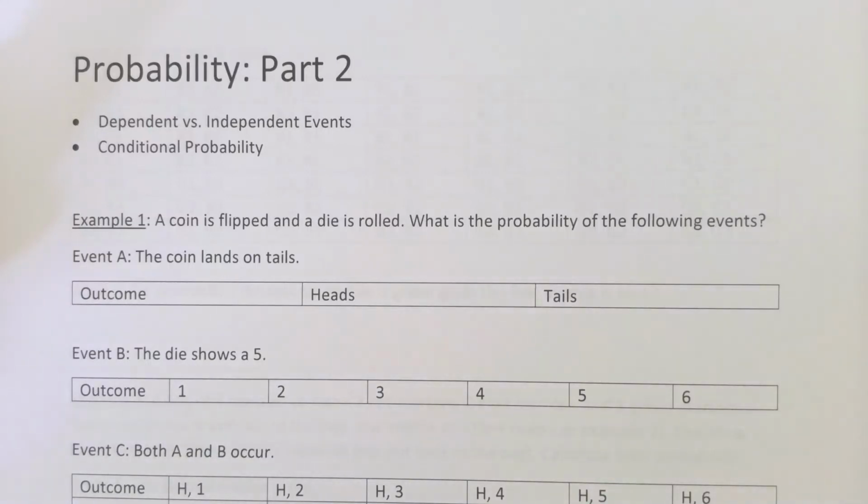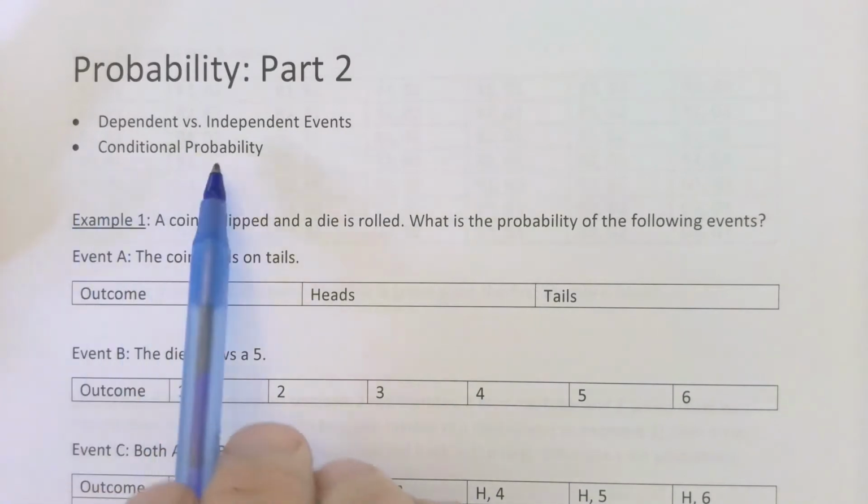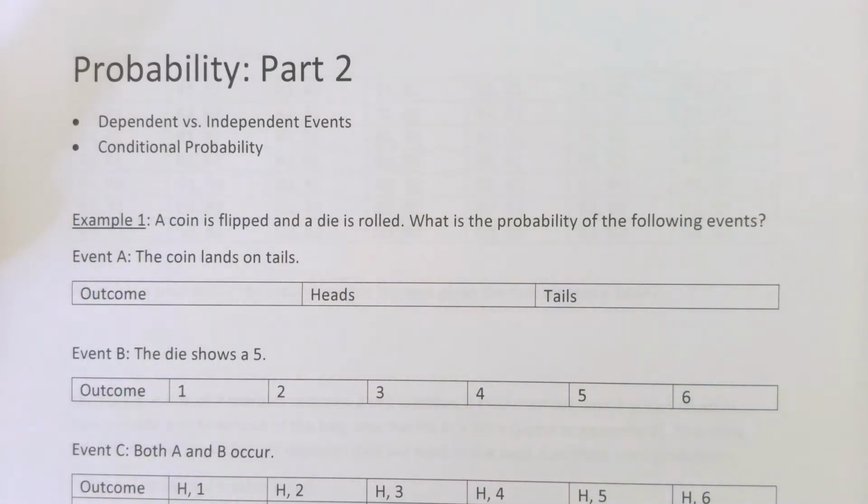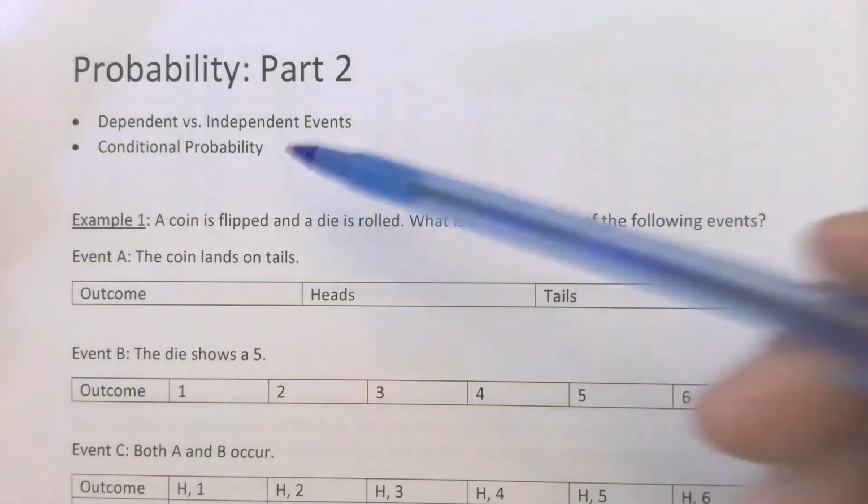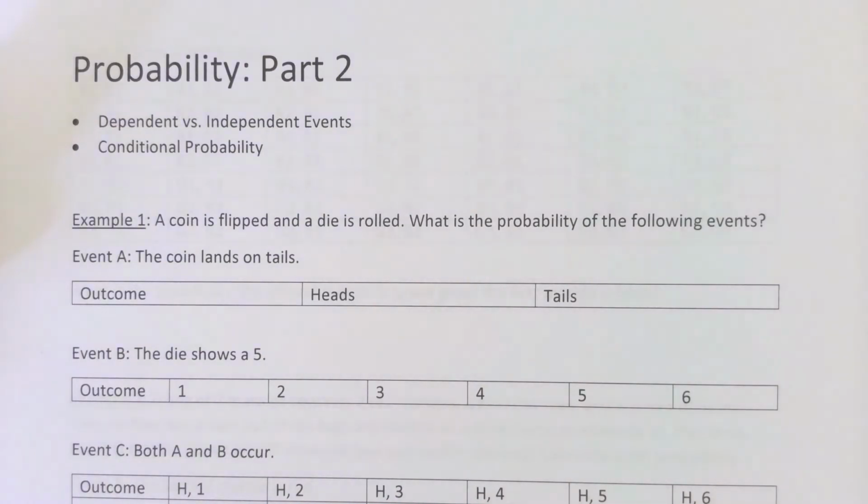Here is the second video in a two-part series on probability. This video is going to explore dependent versus independent events and also something called conditional probability. And rather than just coming out and defining what those things are, I think we'll look at some examples, and then as these topics emerge, we'll explain and define them carefully at that time.